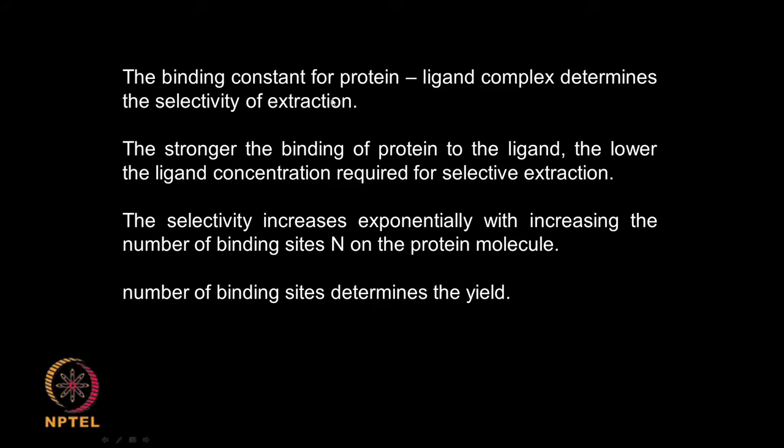The binding constant for the protein ligand complex determines the selectivity of the extraction. The stronger the binding of protein to the ligand, the lower the ligand concentration required for selective extraction. This is obvious. The selectivity increases exponentially with increasing the number of binding sites on the protein molecule. So the number of binding sites determines the yield. If the same ligand can bind on n sites, then your extraction efficiency also goes up by that factor.